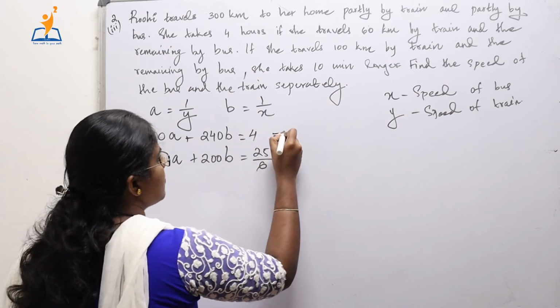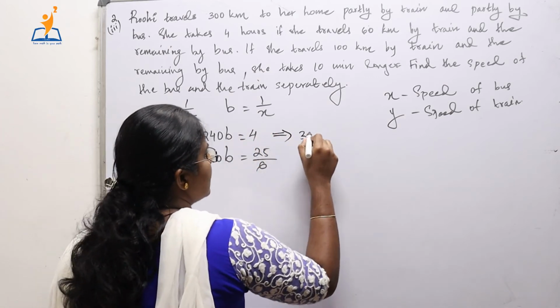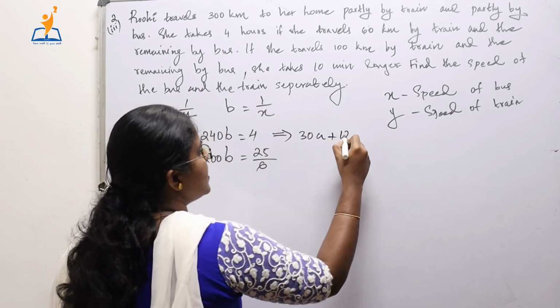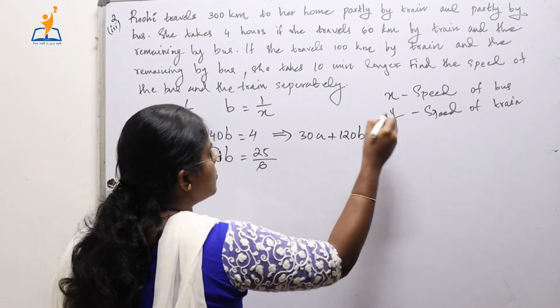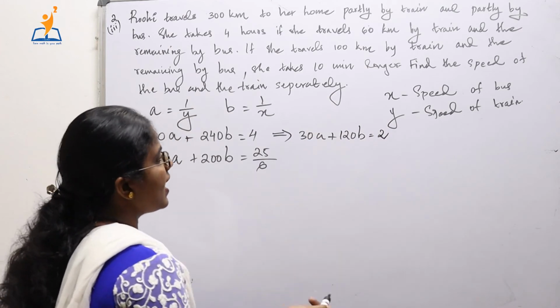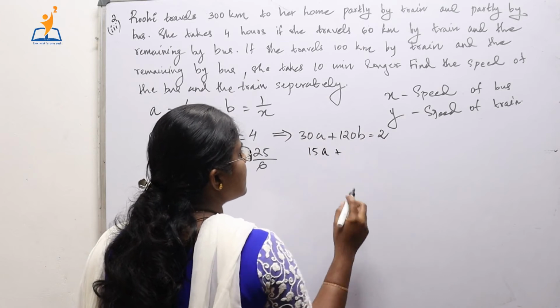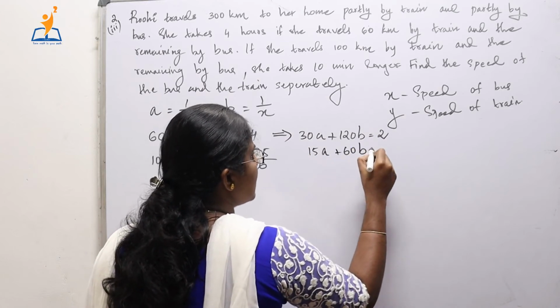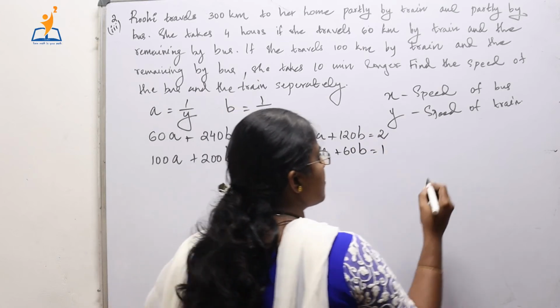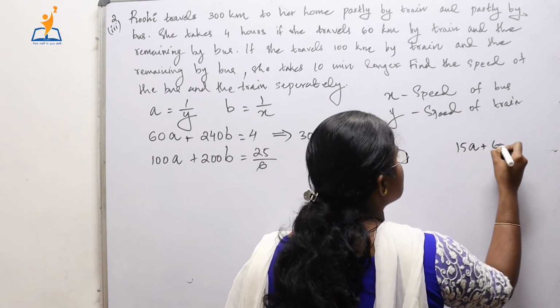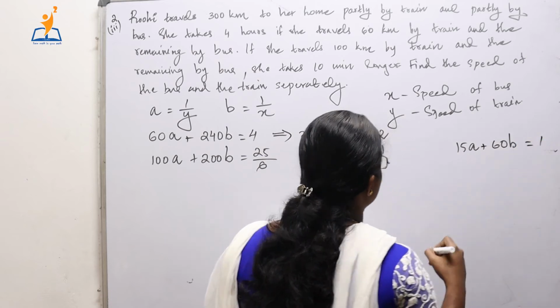The first equation will become like this, that is 30a plus 120b is equal to 2. Again we can cancel by 2, that is 15a plus 60b is equal to 1. So our first equation will become like this: 15a plus 60b is equal to 1.